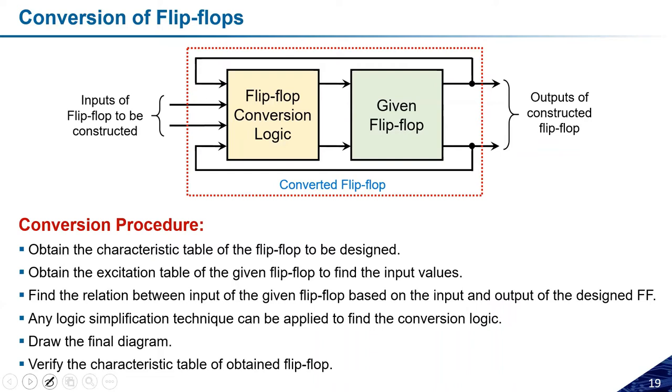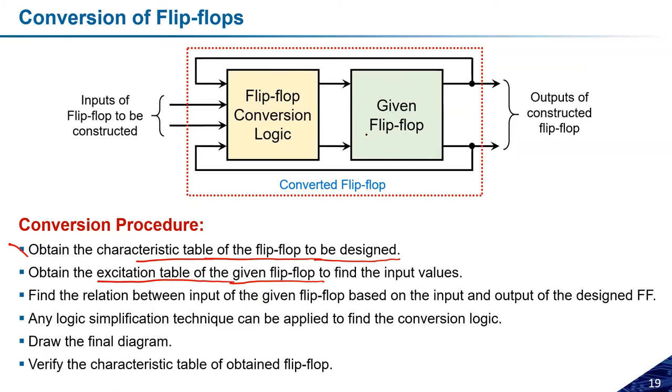So let us take an example and apply all this conversion procedure on that example, so that you will be able to understand. But you have to remember that a given flip-flop and the conversion logic are the required things, and the characteristics table of the to-be-designed flip-flop and the excitation table of the given flip-flop. So remember, this is not the characteristic table of the given and the excitation table of the given. You should know the characteristic table of the flip-flop to be designed and the excitation table of the flip-flop which is already given.